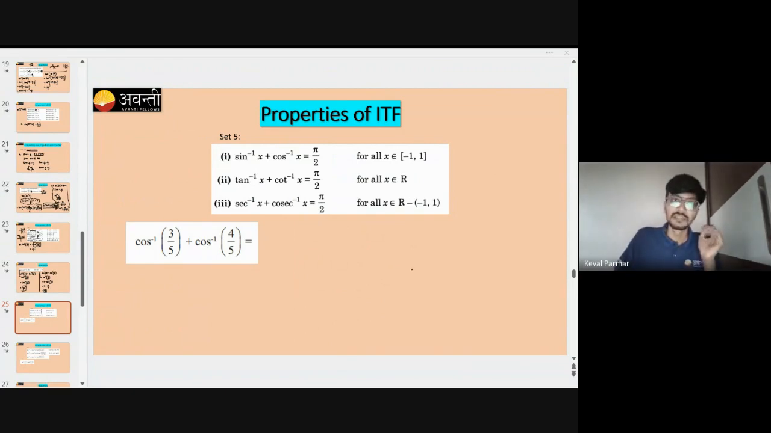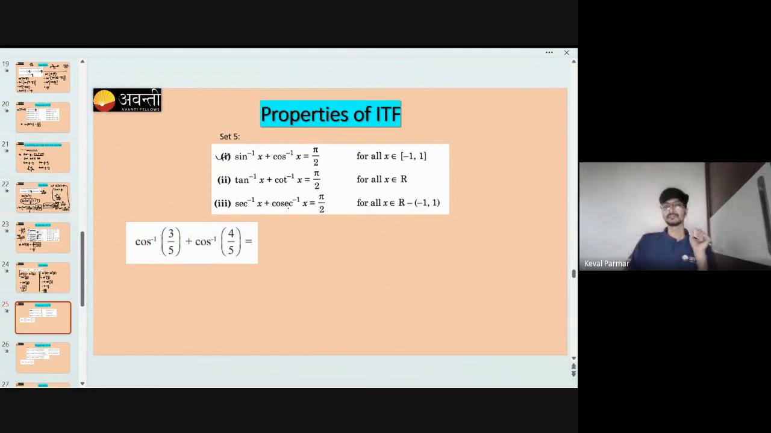So in set 5, let me see what we have. The first says sine inverse of x plus cos inverse of x is pi by 2. Meaning if we add sine inverse and cos inverse for the same value, we will get pi by 2. Second says tan inverse and cot inverse is also pi by 2. Same is for sec inverse and cosec inverse. So if we add sec inverse plus cosec inverse, we will get pi by 2 for the same value of x.